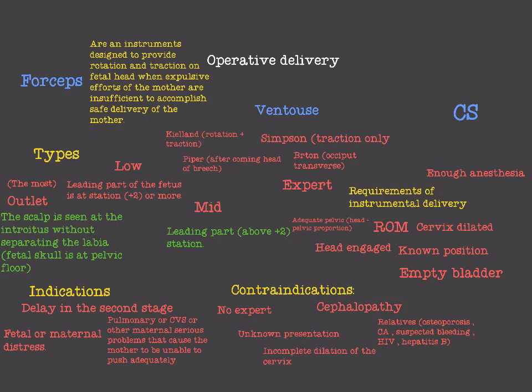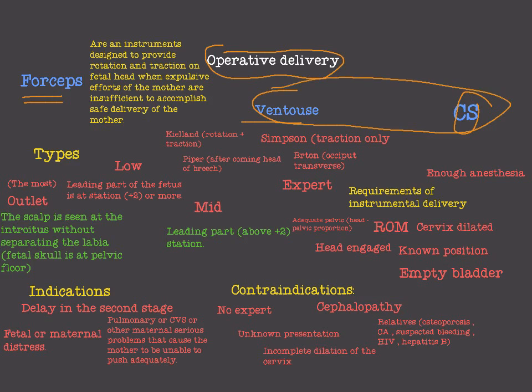Today's subject is operative delivery. Operative delivery is when sometimes we use instruments to deliver the baby in some conditions, like forceps and ventouse, and sometimes we use an operation to deliver the baby, like in cesarean section. In this video I'm going to talk about forceps, and in the second video I'm going to talk about ventouse and cesarean section. Let's start with the forceps.